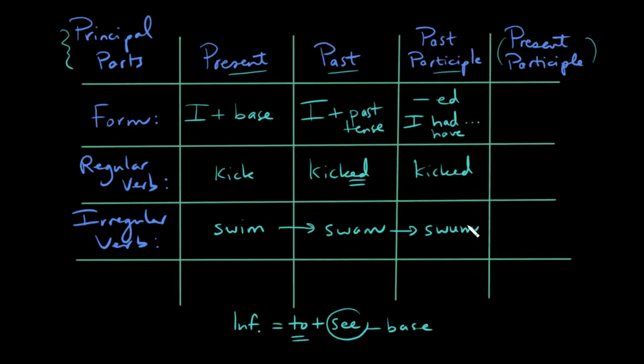All right, so then the last one is the present participle. Fortunately, this one is very easy to form. You need the base of the verb plus this ing ending. So the base plus the ing ending. And then you get kicking or swimming. And that's not too difficult.